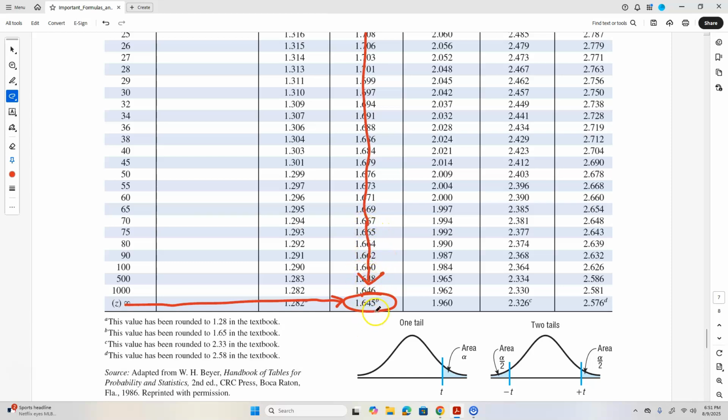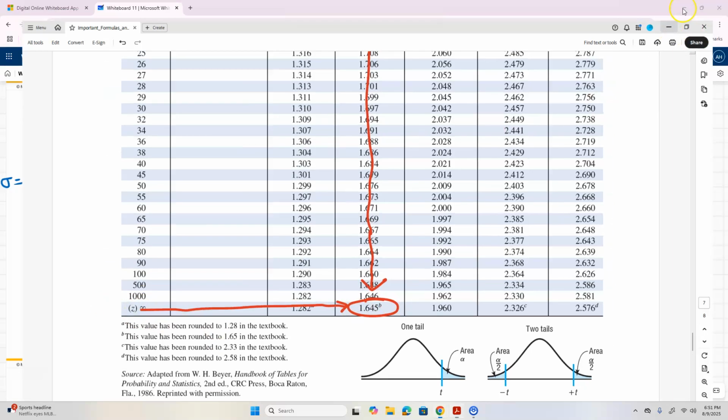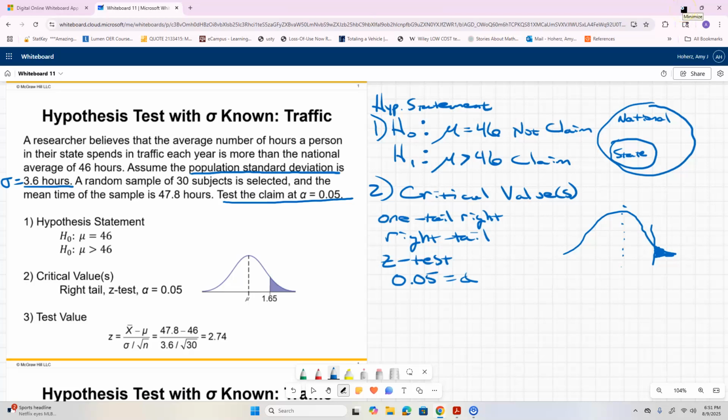And that is 1.65. So we're doing a z-test. Z's are at the bottom, 1.65. So this number right here is 1.65. That's our critical value, making our critical region up above 1.65 and our non-critical region below that in the non-shaded area. So this area that's shaded, that is the critical region.